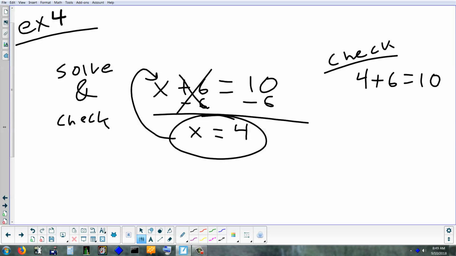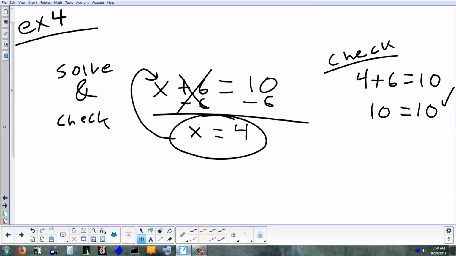Now, we haven't checked it yet. We're not done. We have to actually do this out. And how about, Jake, what's 4 plus 6 give me? 10. Good. So we get 10 equals 10. Does 10 equal 10? Yes. So when you check it, that should always be your last step: a number, and then it's the same number on the other side.